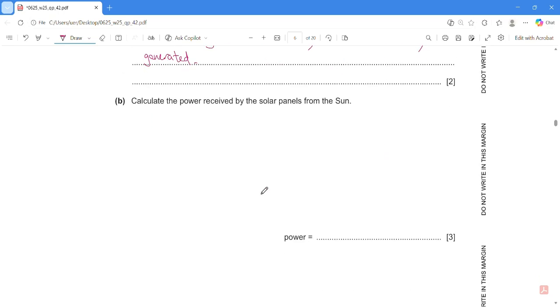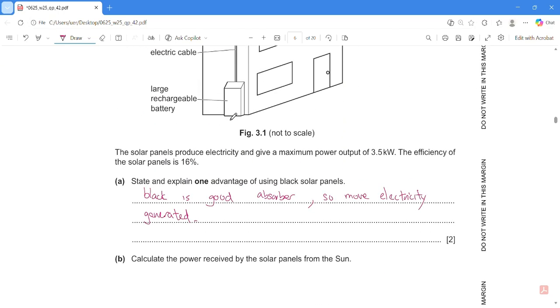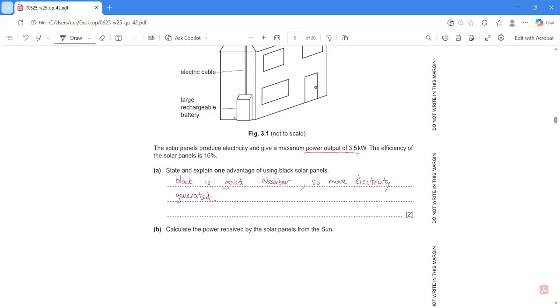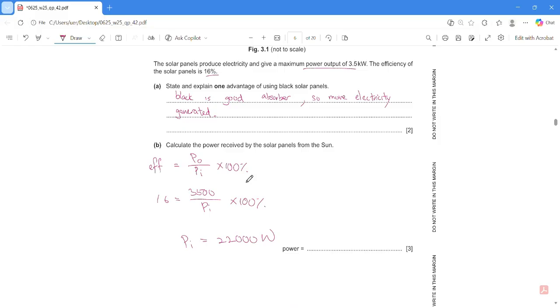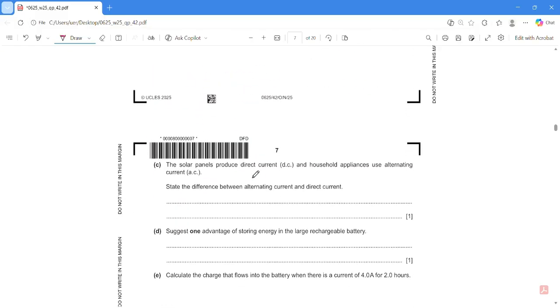Done. B. Calculate the power received by the solar panels from the sun. Okay, so here they have the output power and we have the efficiency. So we need to use the efficiency formula. Output power divided by input power times 100%. So my output power is 3,500 watts over the input, and my efficiency is 16. Okay, so just rearrange this. The input power we get should be 22,000 watts. Hell yeah, so easy.